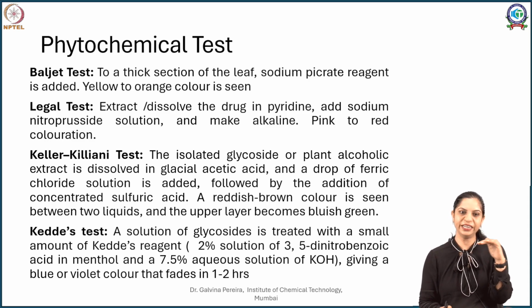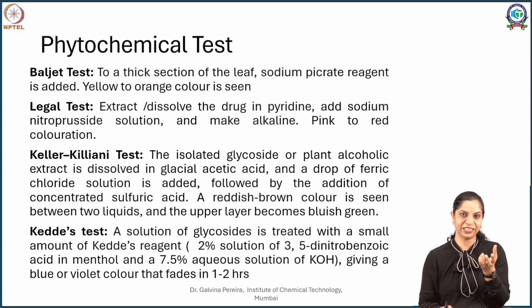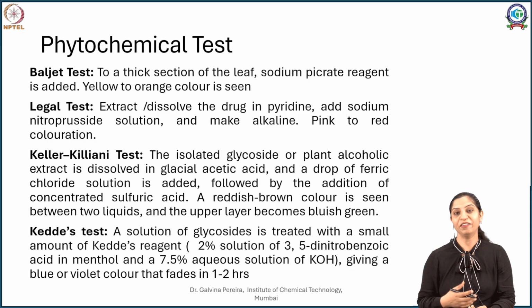So gently see the color change. Initially the interface between your ferric chloride glacial acetic acid layer and your sulfuric acid layer will be reddish brown in color, and slowly the ferric chloride and glacial acetic acid layer acquires a bluish coloration. So if this happens, it's a good chance that it contains a deoxy sugar. Apart from that, you also have Keller-Kiliani's test.